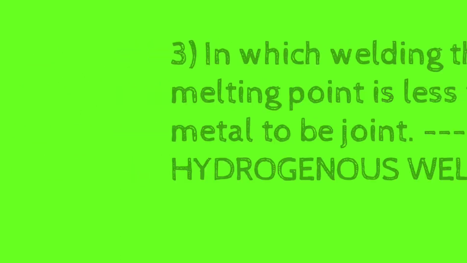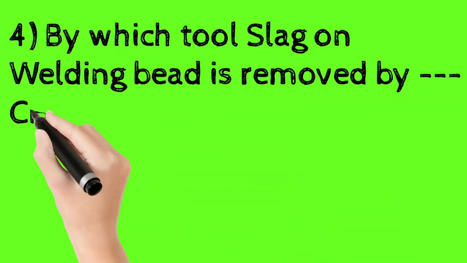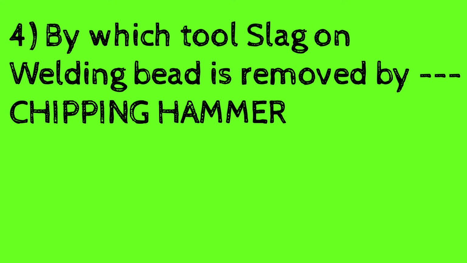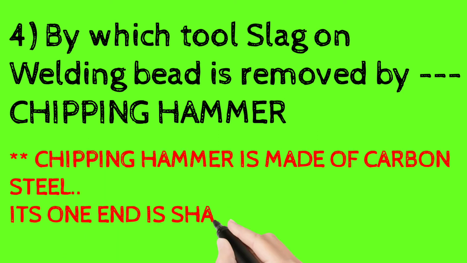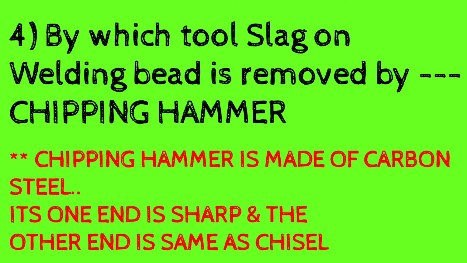Today's questions are very important. Fourth question: by which tool is slag on a welding bead removed? The answer is chipping hammer. Chipping hammer is a very important part in welding. Okay. Chipping hammer is made of carbon steel. Its one end is sharp and the other end is the same as a chisel.